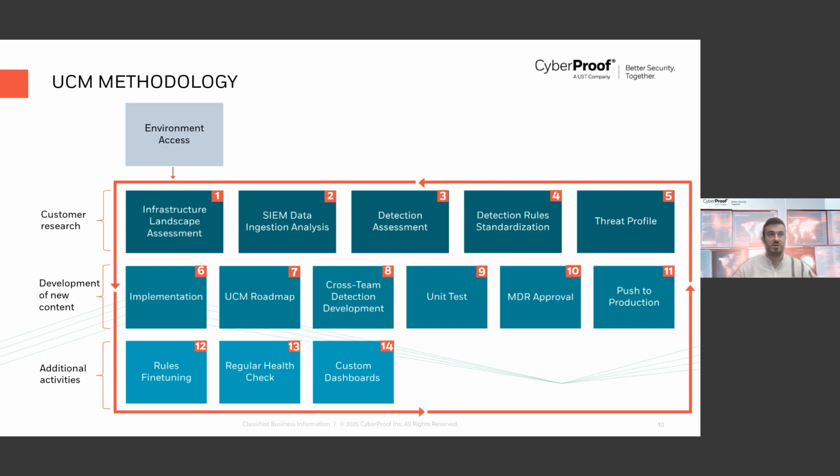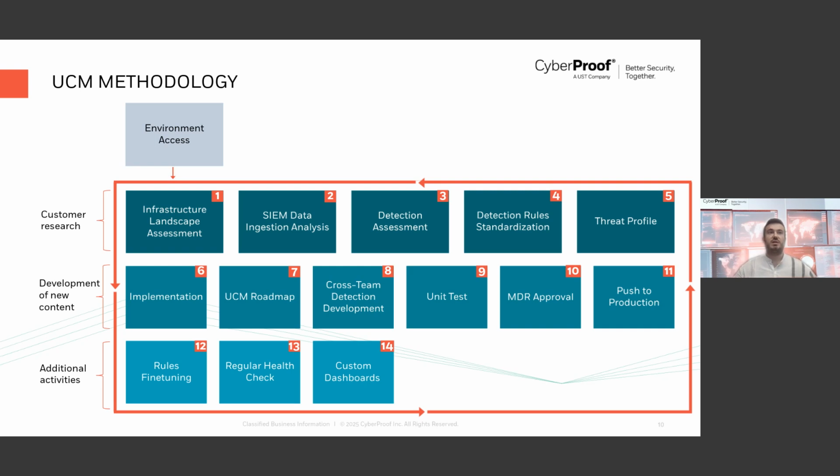But it all starts with infrastructure landscape assessment. So on this step, we collect all the existing technologies our customer has. Also, sensitive entities, crown jewels, and attack history. This is all supportive information that will help us in the future to build our detection and provide better service.